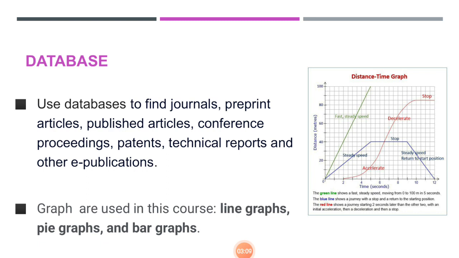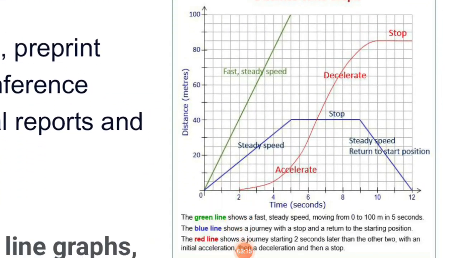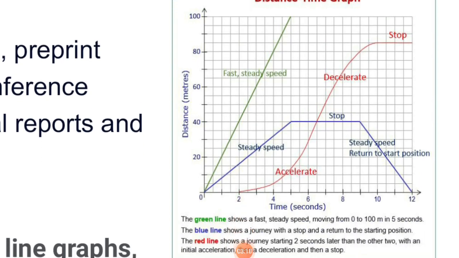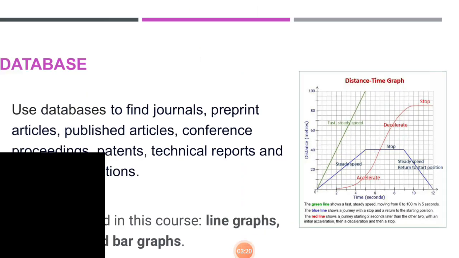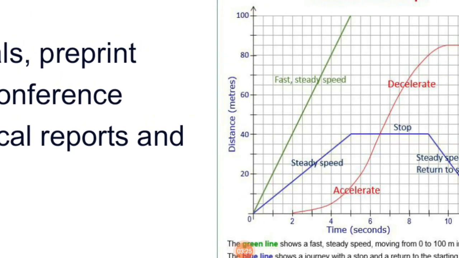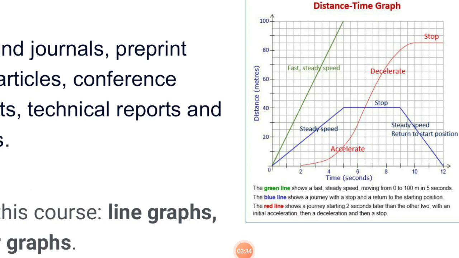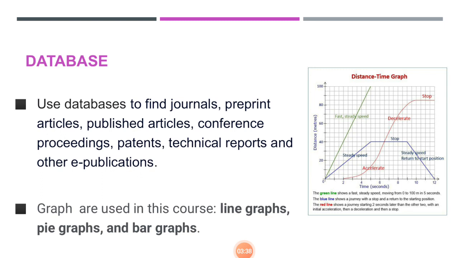Graphs are used in the course: line graphs, pie graphs and bar graphs. Here in this picture I have shown the distance-time graph. We can easily understand that the green color shows fast steady speed, the blue is steady speed, and acceleration and deceleration are shown by the red line. So these are the curves. The green line shows fast, the blue line shows a journey with a stop and return, the red line shows a journey starting 2 seconds later. So these are details we can collect through a database.